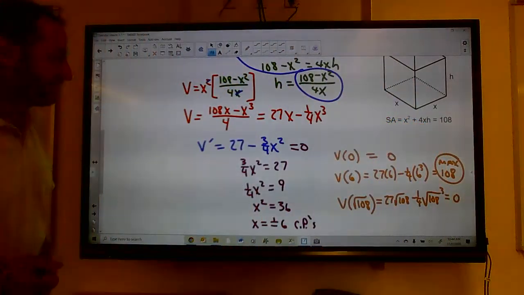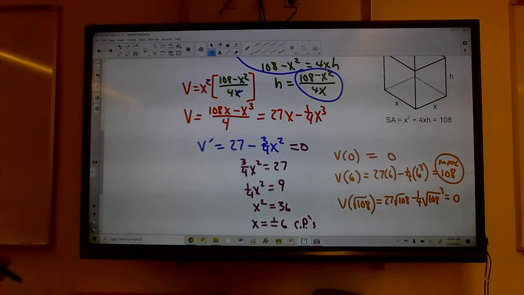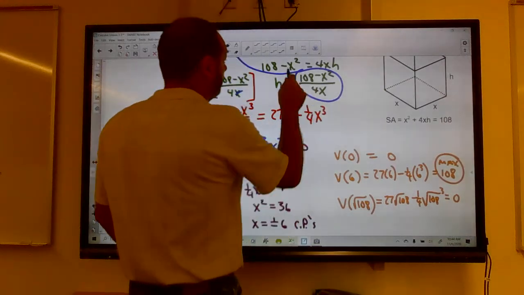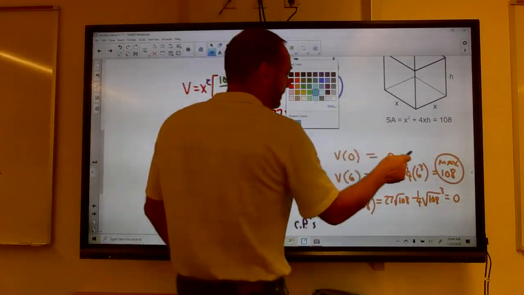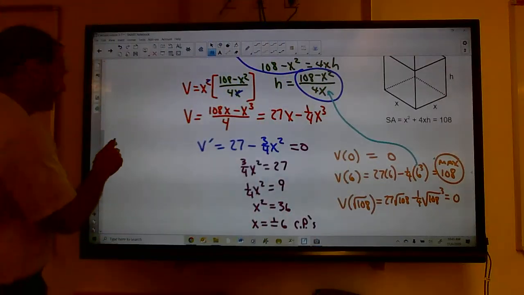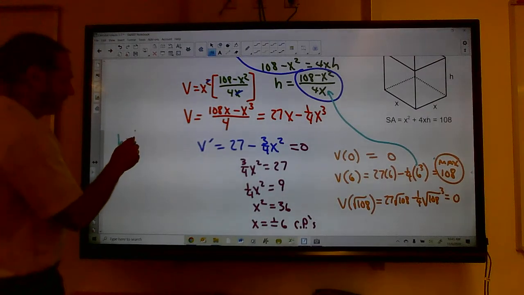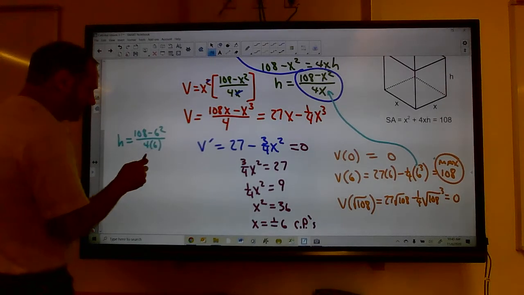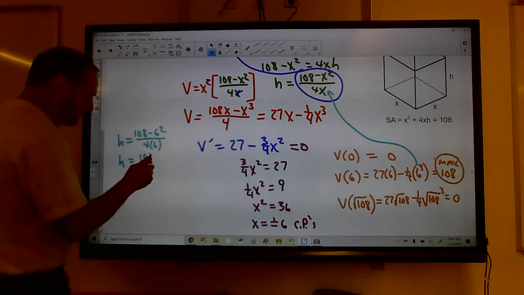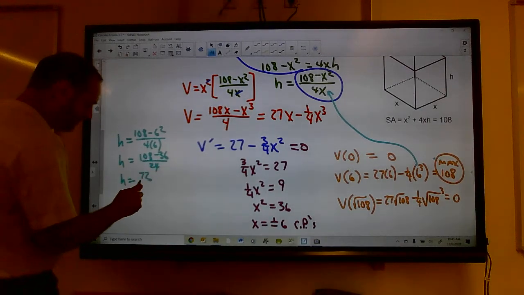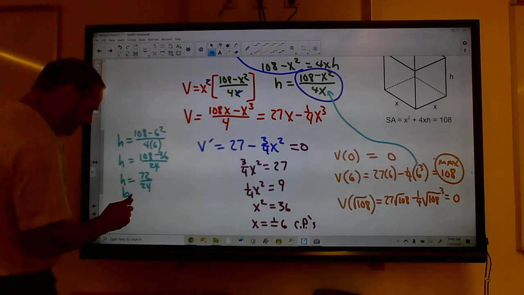What I want to do is have x be 6. Okay, so once I know that x is 6, I can figure out the height because I can take the 6 and plug it in here. The height is then going to be 108 minus 6 squared over 4 times 6. And that's going to be 108 minus 36 over 24, which is 72 over 24, which is 3.